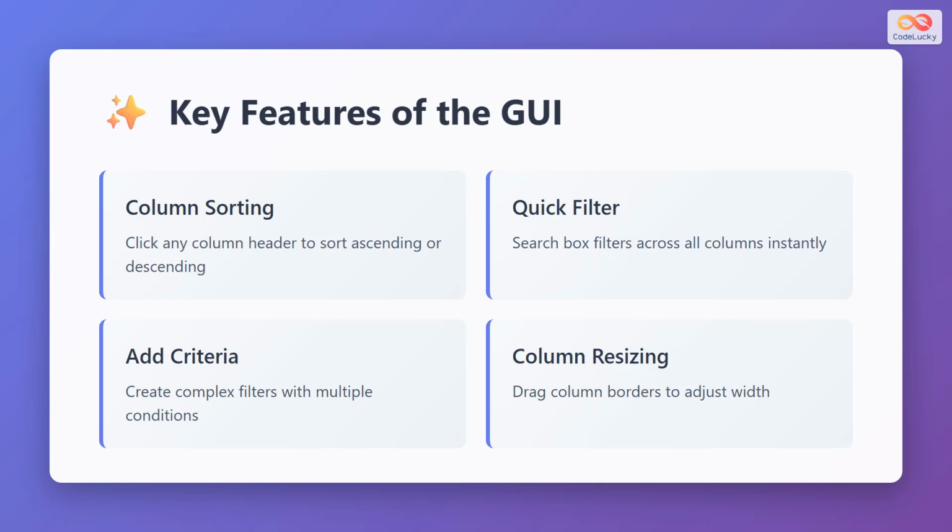The Out-GridView window comes packed with useful features. First, you have column sorting. Simply click any column header to sort the data in ascending order. Click again to sort in descending order. Second, there's a quick filter box at the top of the window. Type anything into this search box, and it instantly filters the data across all columns, showing only rows that match your search term. Third, you can use the Add Criteria button to create complex filters with multiple conditions, allowing you to drill down into your data with precision. Finally, you can resize columns by dragging the column borders, making it easy to see all the information you need. These features turn Out-GridView into a powerful data exploration tool.